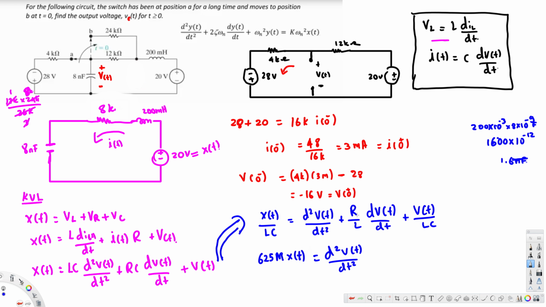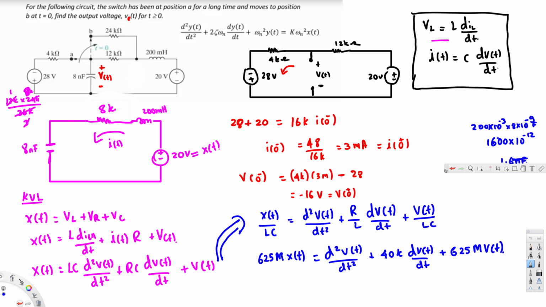And here we have the resistance. Okay, let's look at the resistance. 8k divided by L. In our case, L is 200 millihenries. So if you divide 8k by 200 millihenries, that's going to give you 40k. So this is going to become 40k dv of t over dt, and then here we are going to have v of t, and that one is also divided by 1.6 nano, so that's also going to become 625 mega v of t. Okay, so this is the equation we derived.